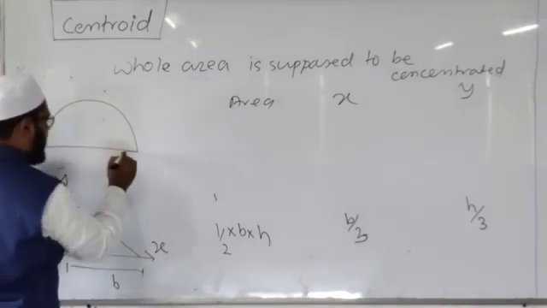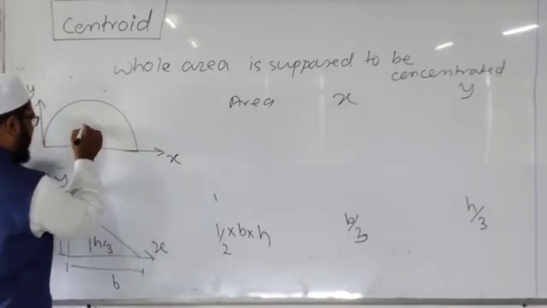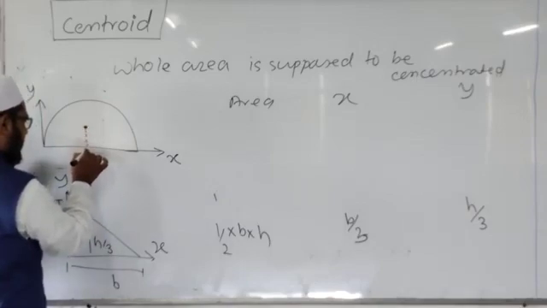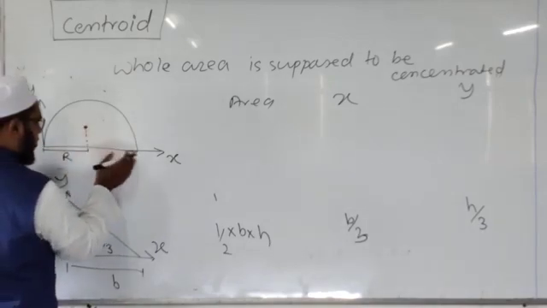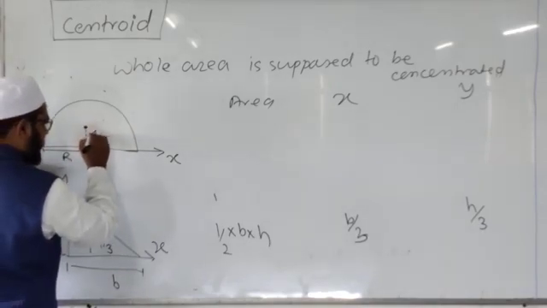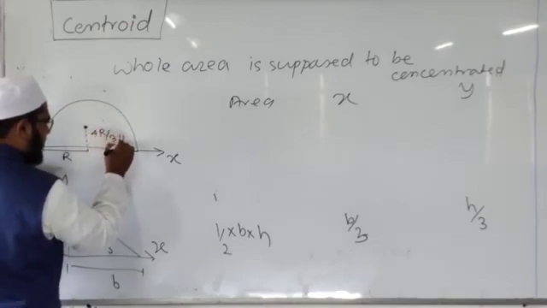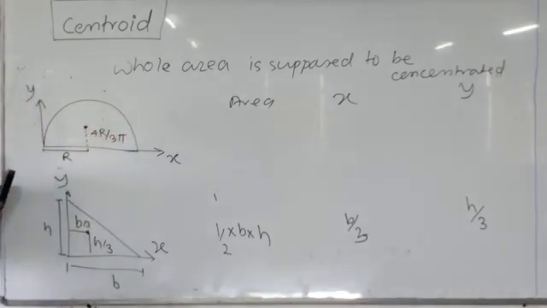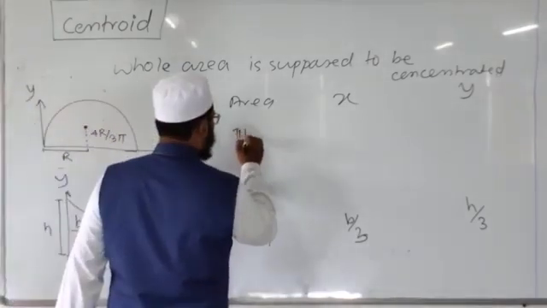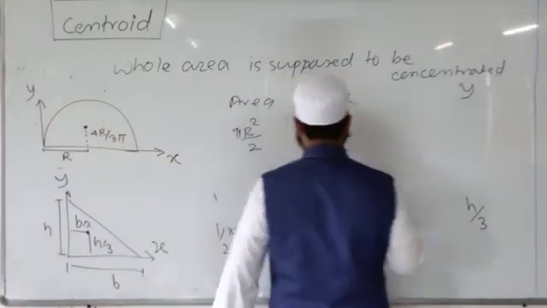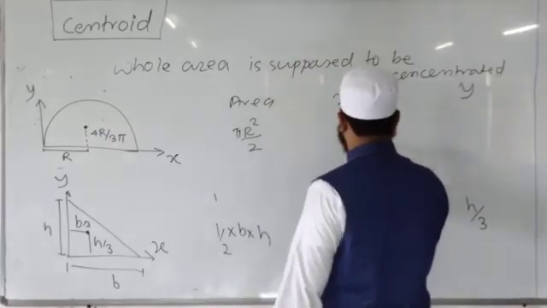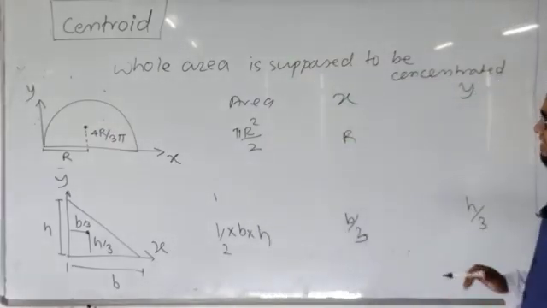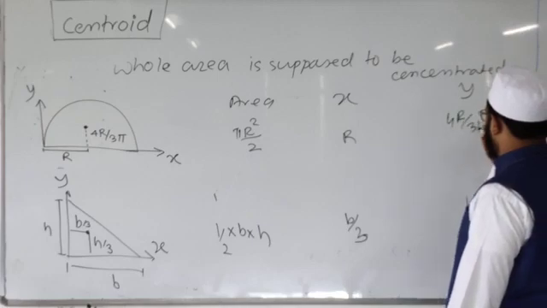Assume that the y-axis and x-axis are given. Then in a semicircle the geometric center is this point, which is at a distance of r from the corner, and this distance from the diameter of the circle is 4r by 3 pi. The area of the semicircle is pi r square by 2. The x coordinate is the distance measured from the y axis. The distance of this centroid from the y axis is r, and the y coordinate is the distance measured from the x axis. Therefore, it is 4r by 3 pi.